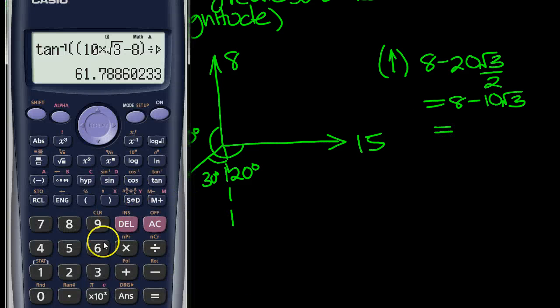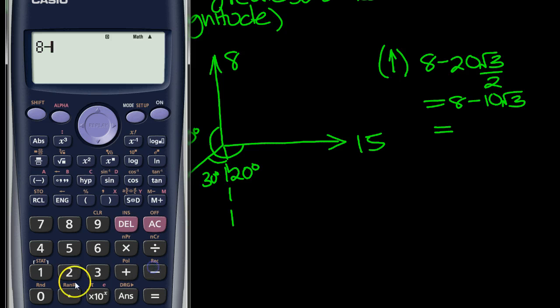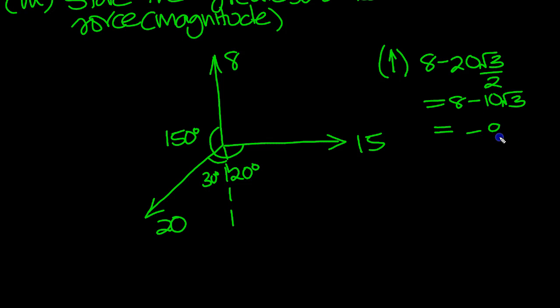So we've got 8 minus 10 times the square root of 3. As a decimal, that's minus 9.32 newtons, to three significant figures.